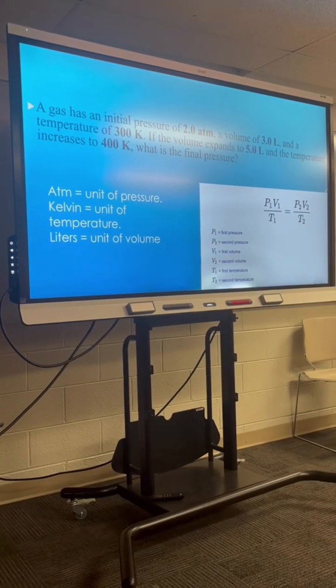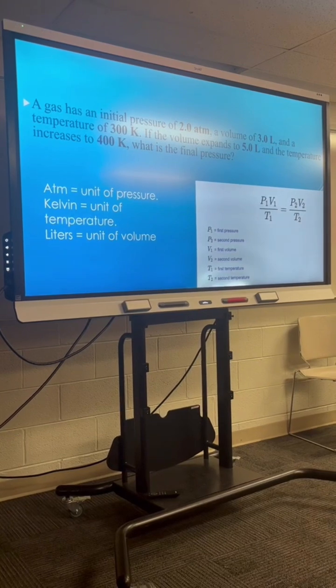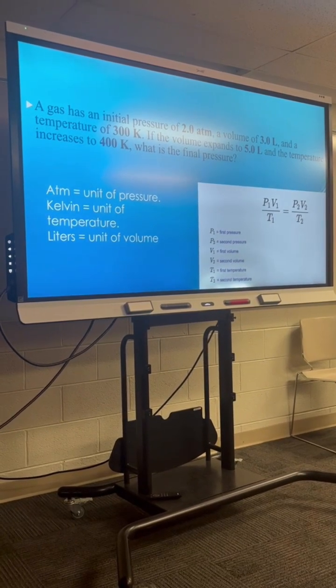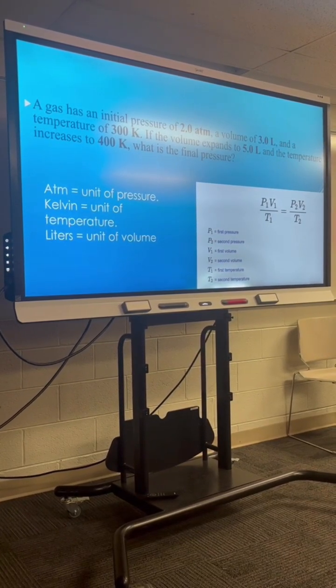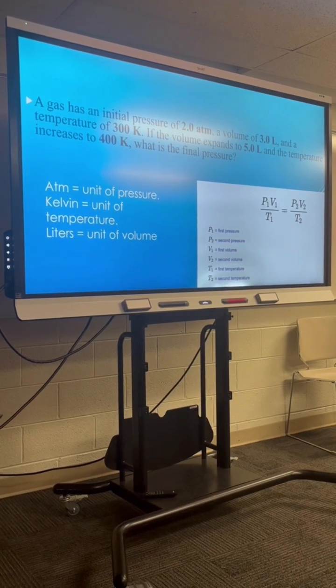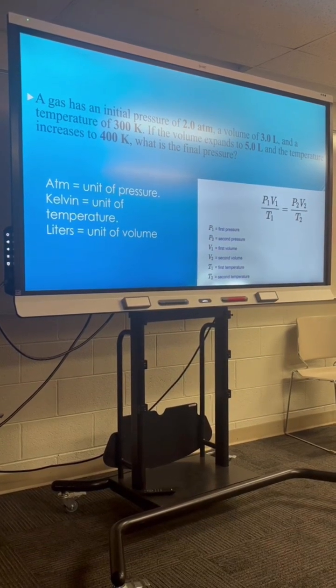To begin, our first question. A gas has an initial pressure of 2.0 atm, a volume of 3.0 liters, and a temperature of 300 Kelvin. If the volume expands to 5.0 liters and the temperature increases to 400 Kelvin, what is the final pressure?